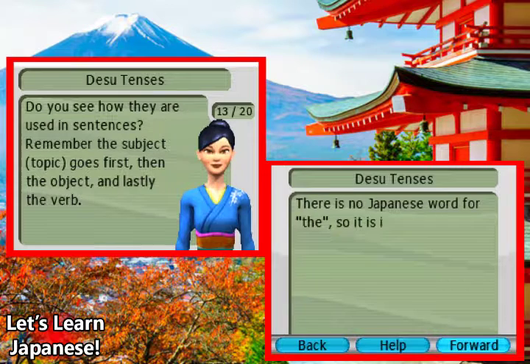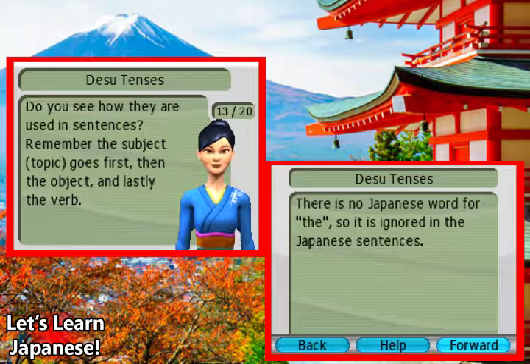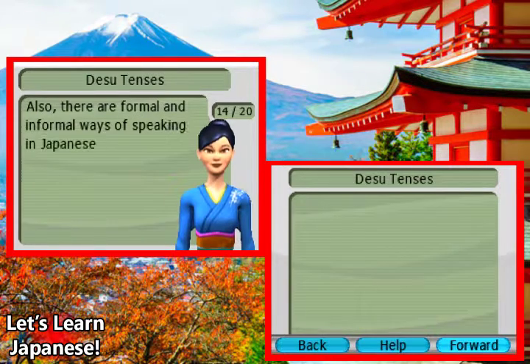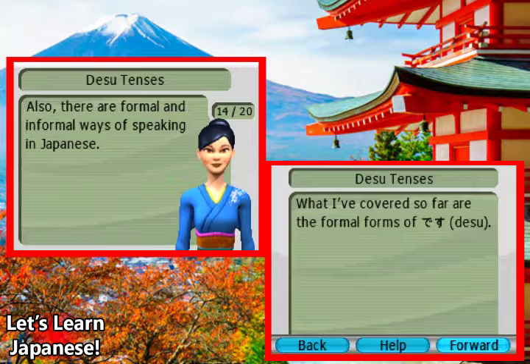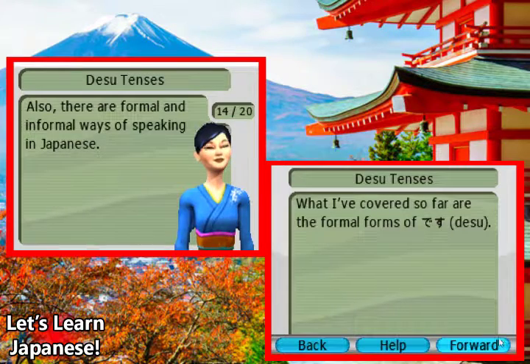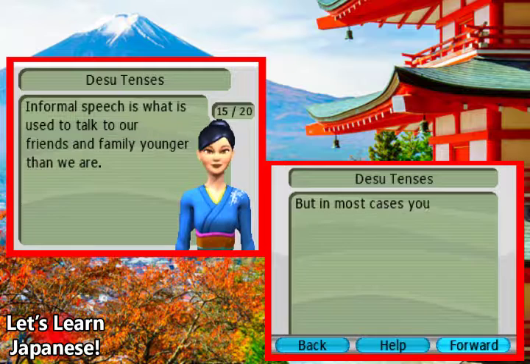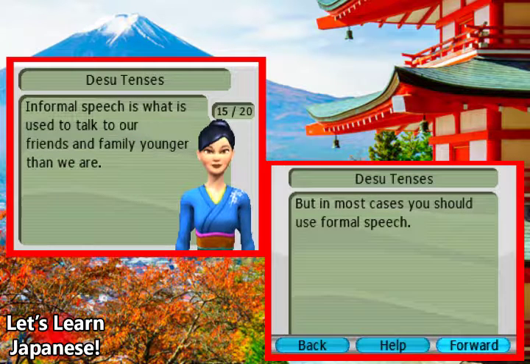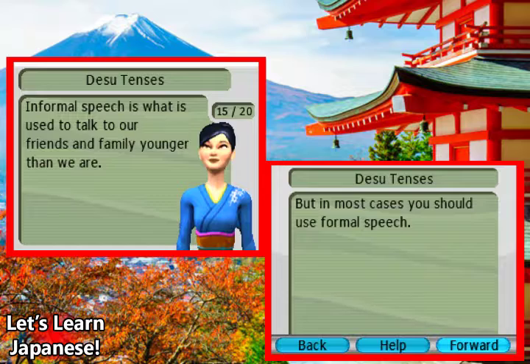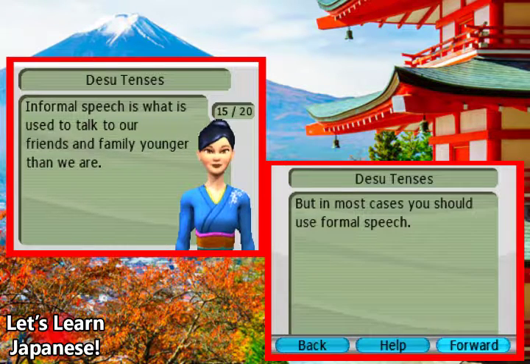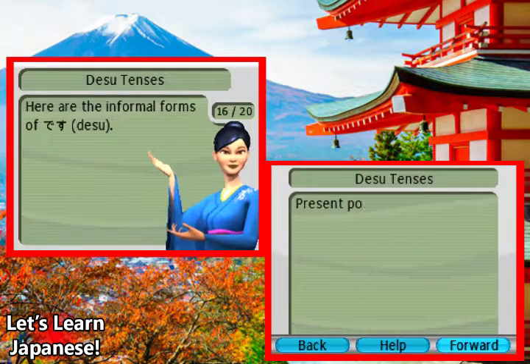Remember subject, object, verb. So we ignore the. We don't have any articles, I guess, in Japanese. So, okay, there's going to be different politeness levels again for desu. So, a whole other layer to peel back. Most cases you choose formal, but informal is for friends and family, family younger than us. So just different levels of respect.